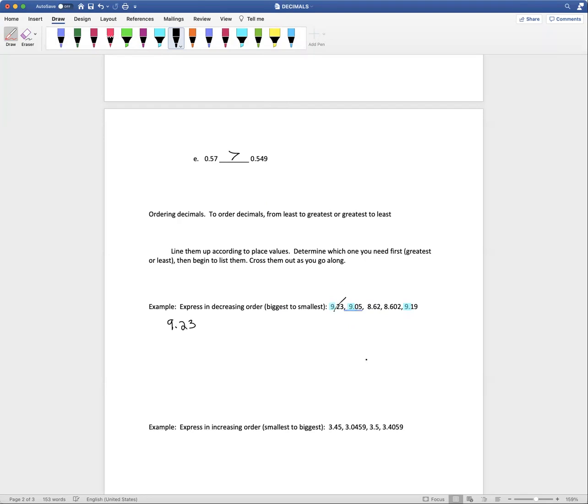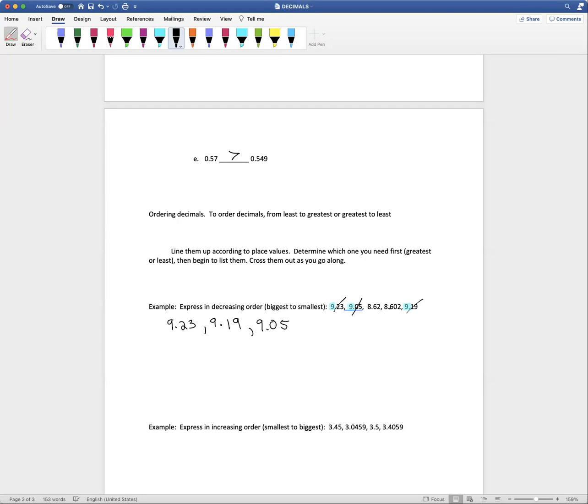And let's cross that out. Now we have 2 other 9s. What's the next biggest one? Well, now I'm comparing 0 tenths with 1 tenth, and we know that 1 tenth is bigger than 0 tenths. So the next number here is going to be 9 and 19 hundredths. And then the smallest one with 9 as our leading digit is going to be 9 and 5 hundredths.